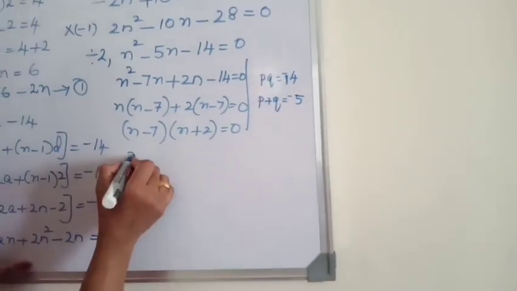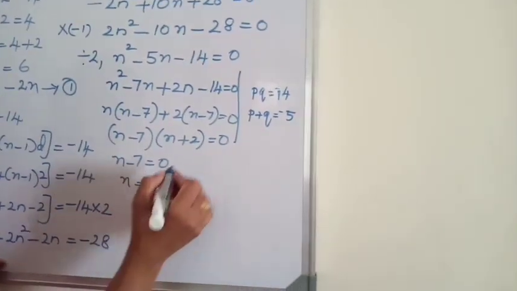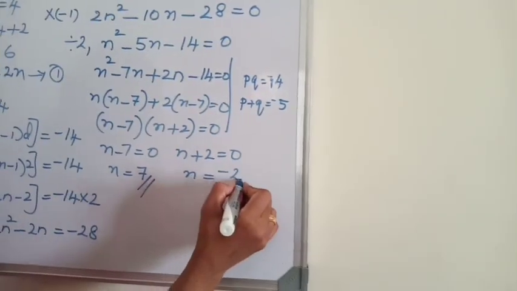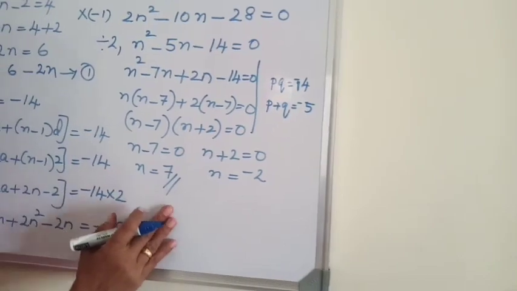Each factor equal to 0. n minus 7 equals 0, n equals 7. n plus 2 equals 0, n equals minus 2. Minus 2 we won't consider, n is always a whole number. So we got the value of n.